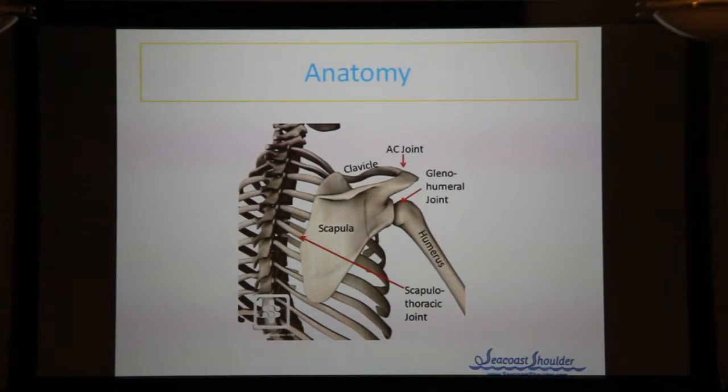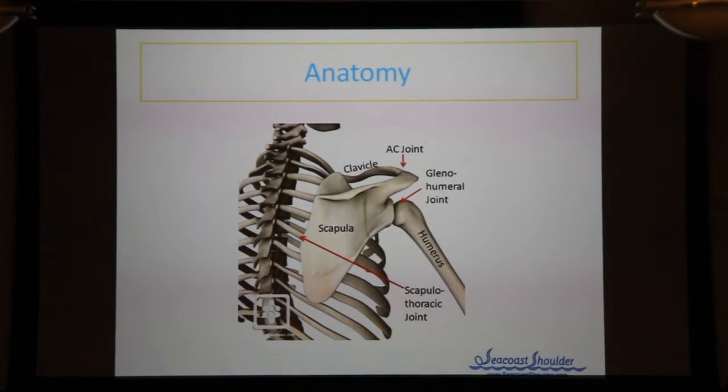So first we're going to talk about the anatomy of the shoulder. This is looking at the back of a right shoulder. You can see the shoulder blade called the scapula sitting on the rib cage, and you can see the arm bone called the humerus meeting the scapula at the glenohumeral joint. The joint between the scapula and the rib cage is called the scapulothoracic joint. The thorax is where your ribs are.